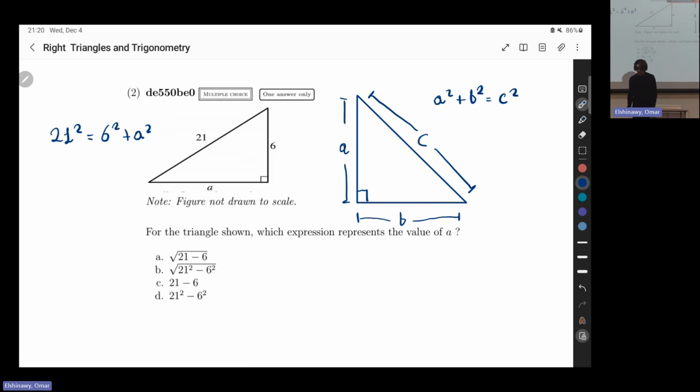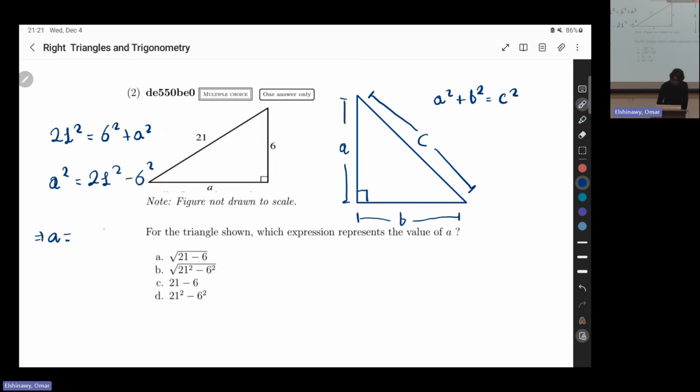So here's all you need to remember. If you square the hypotenuse, it is equal to the sum of the squares of the other two sides. So you take the other two sides, A and 6, you square them, and you square 21 on the other hand. Now your goal is to find A. Well, you can find A squared first. So it would be 21 squared minus 6 squared.